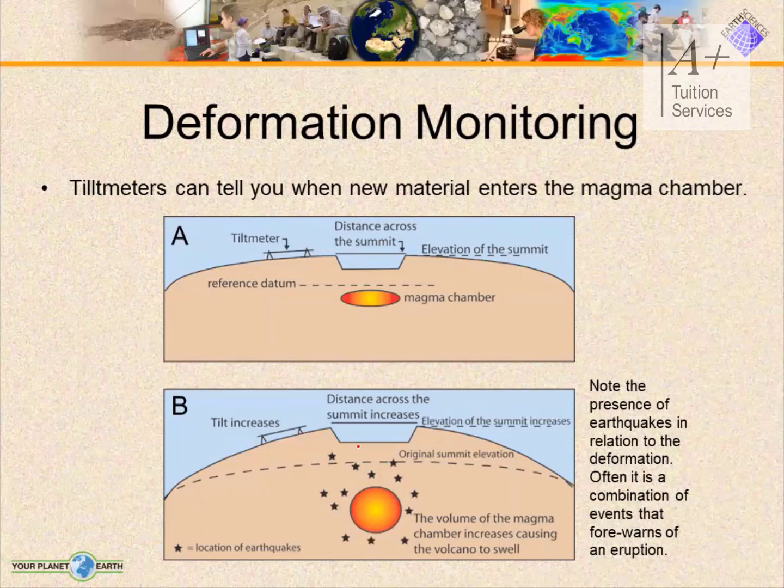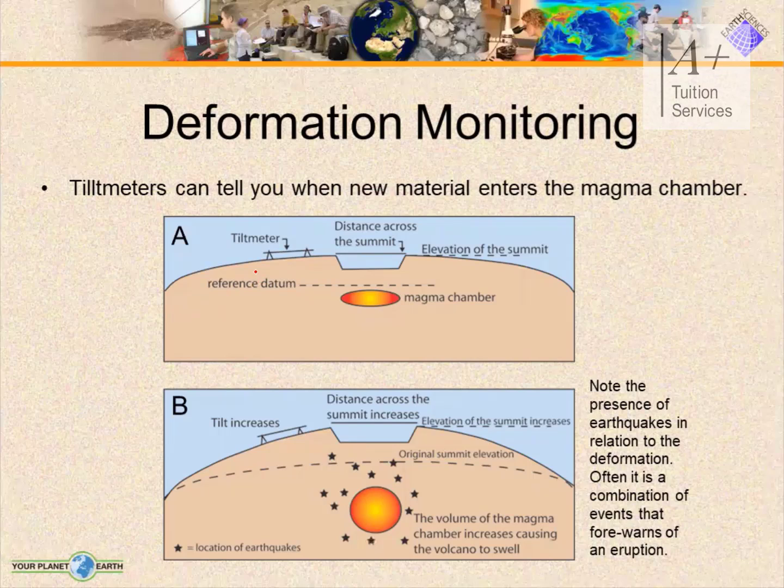Tilt meters can tell you when new material enters the magma chamber. Note the presence of the earthquake in relation to the deformation: often it is a combination of events that forewarns of eruption. So basically, earthquake and deformation activity are just two signs to tell us that a volcano is going to erupt, right?